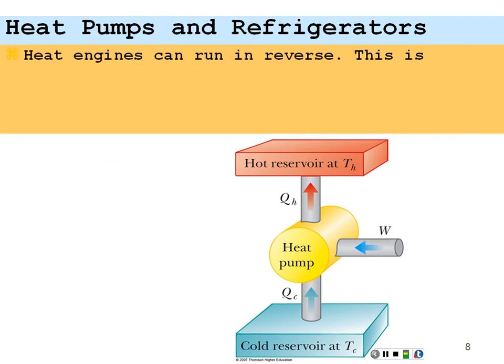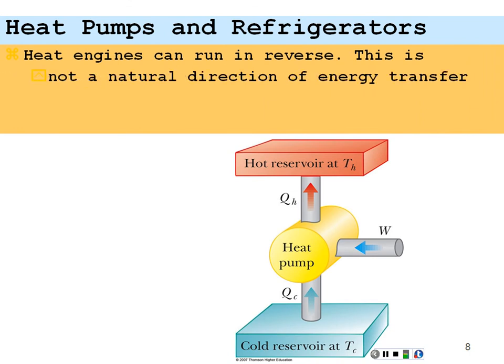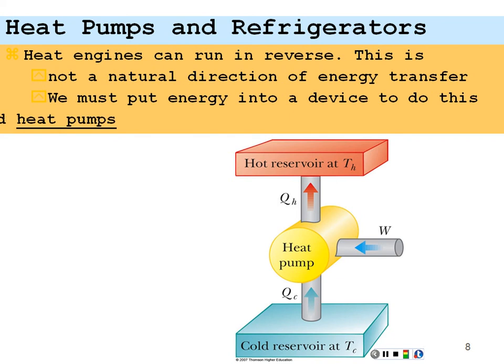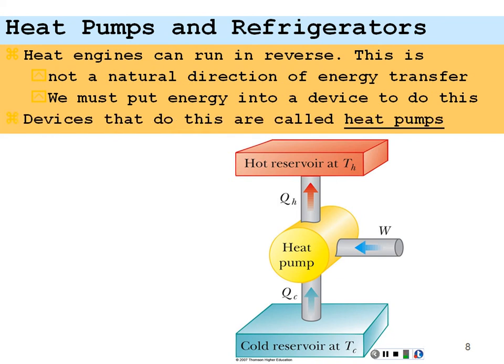Heat engines can be run in reverse. If we do this, we have ourselves a heat pump. This is not a natural direction of energy transfer. It's not natural to go spontaneously from a cold reservoir to a hot reservoir. So this requires an input of energy in the form of work done on the system. So we must put energy into this device, and this is called a heat pump.